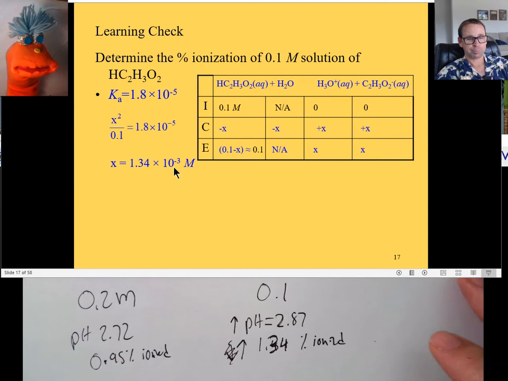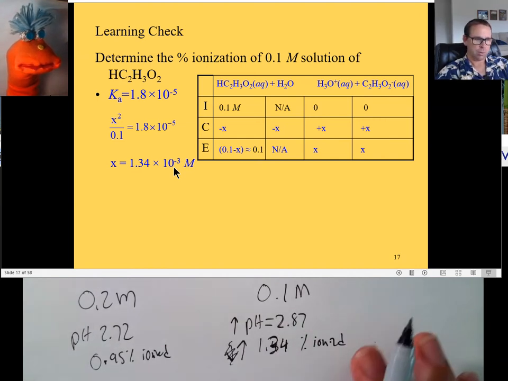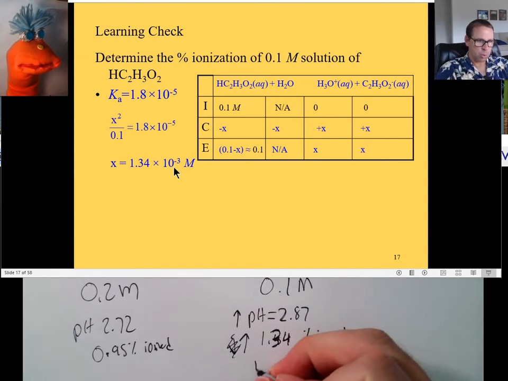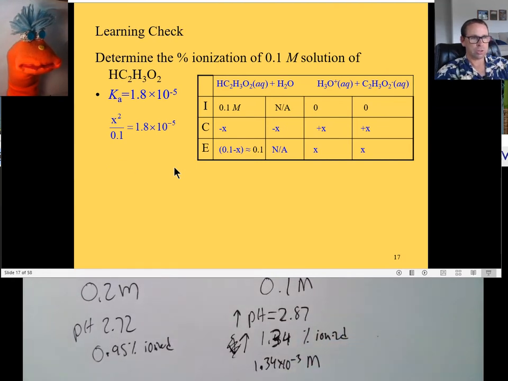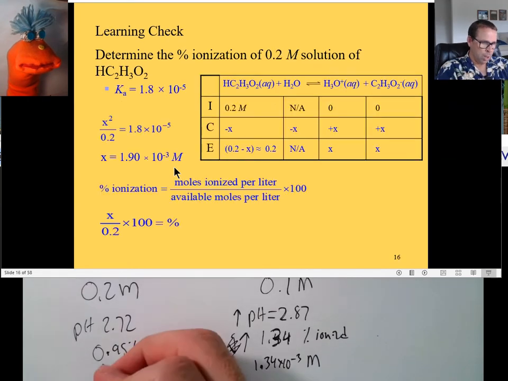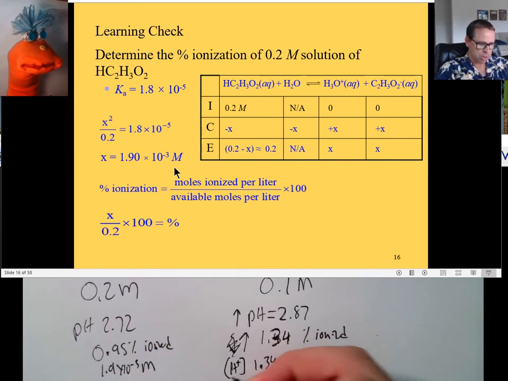That's a good question. What's happening here is more of the material is being ionized, but we put only half as much in to start with. X here is 1.34 times 10 to the minus third molar dissociated ion. The previous slide had 1.9 times 10 to the minus third molar. So that's the hydrogen ion concentration.